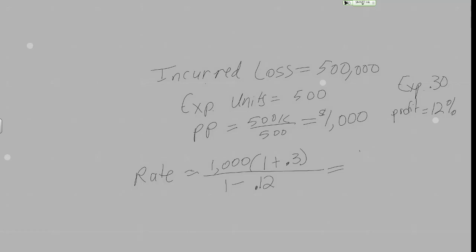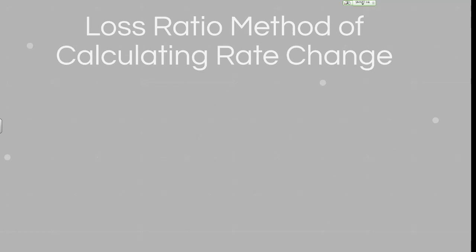So this equals 1,300 divided by 0.88 or 1,477, and we'll round it to 0.27. That is the rate per exposure unit that should be charged for this type of insurance using the pure premium method.